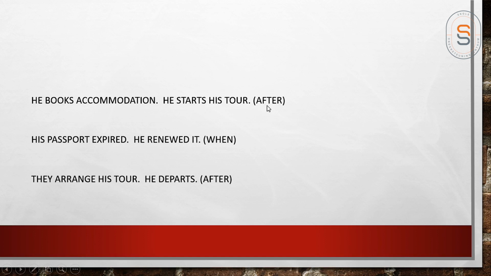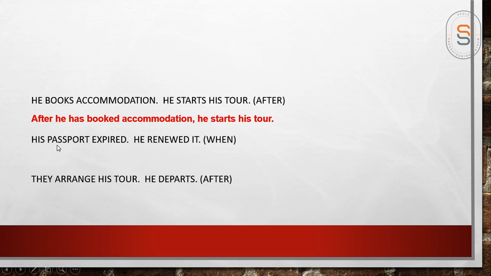So we start with after he has. Why do we say has? Because he is singular. Booked accommodation, our second action, is in the present indefinite. He starts his tour. Do you see why it's so very important that you know that rule?